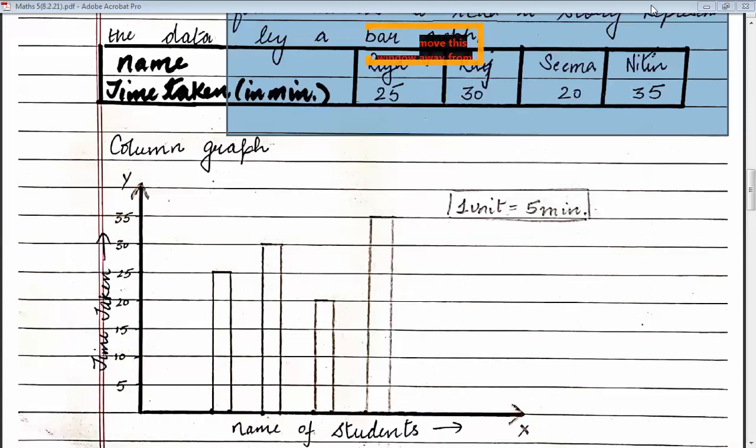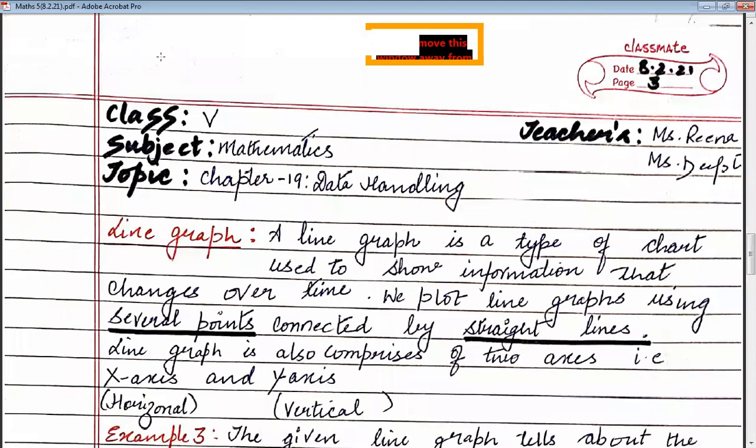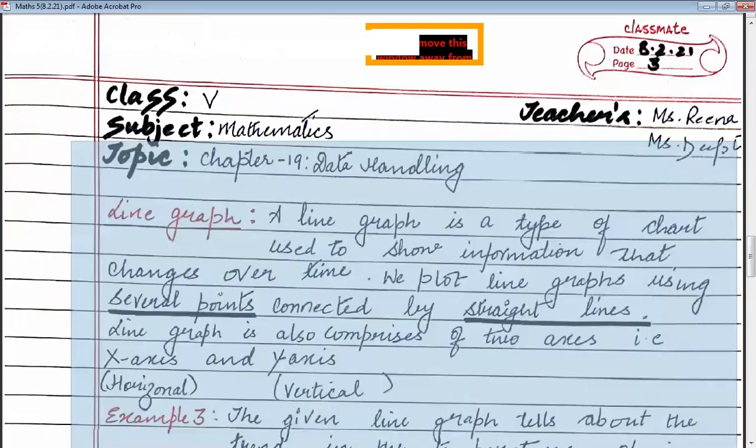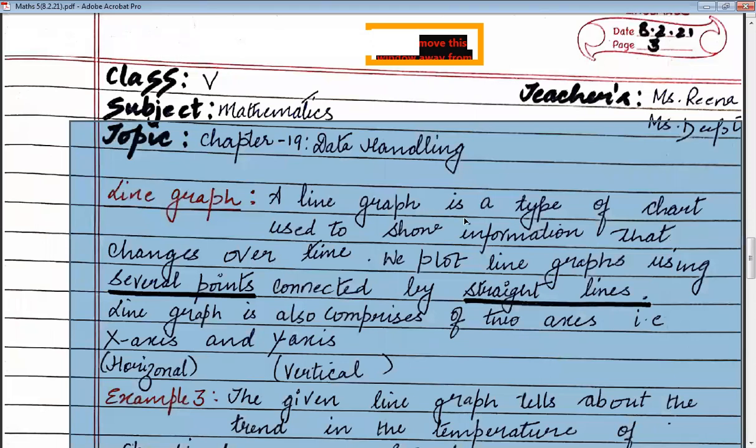So now let's move on to our next part. Now, line graph. Children, let's see what a line graph is. A line graph is a type of chart used to show information that changes over time. We plot line graphs using several points connected by straight lines. A line graph also comprises two axes, that is the x-axis and the y-axis.